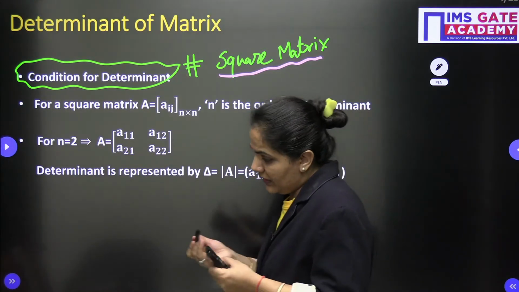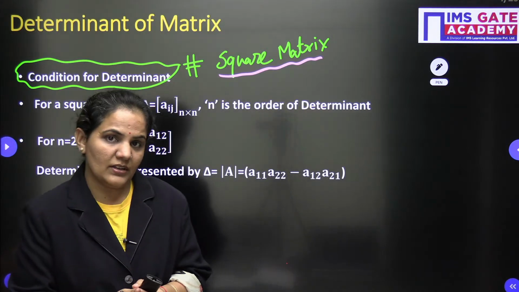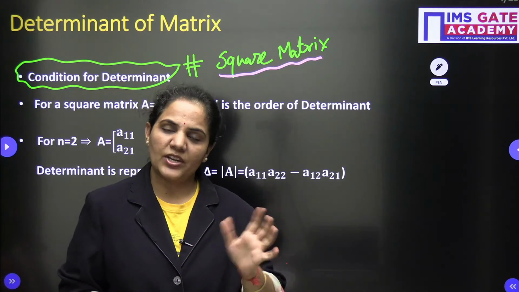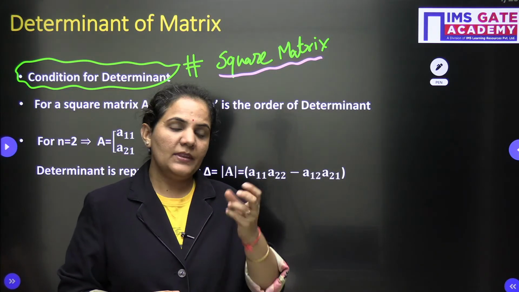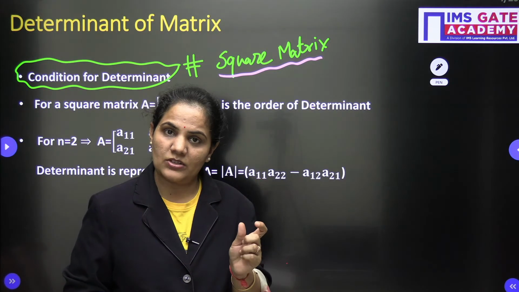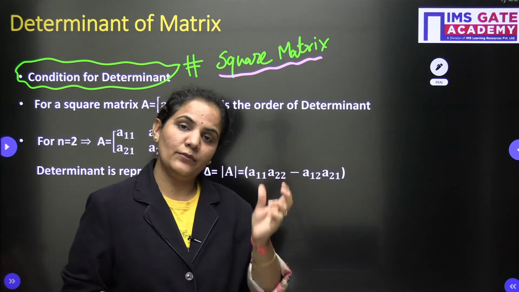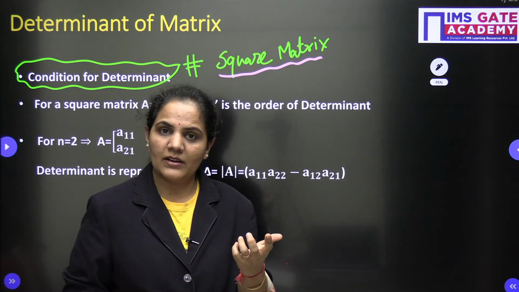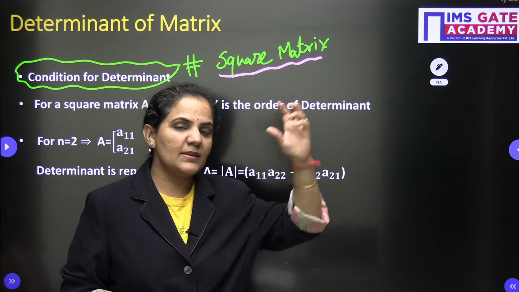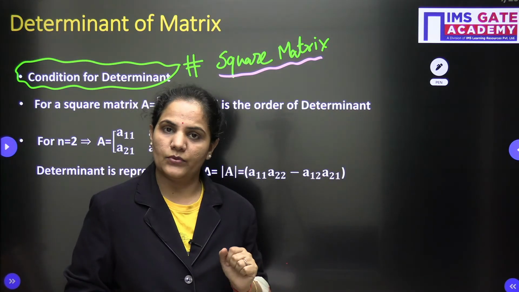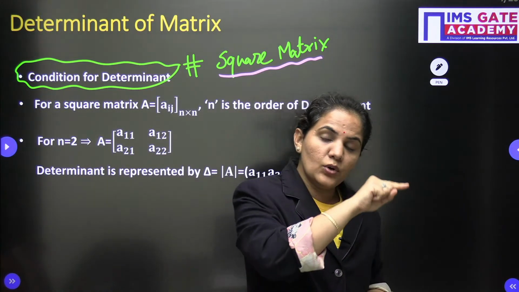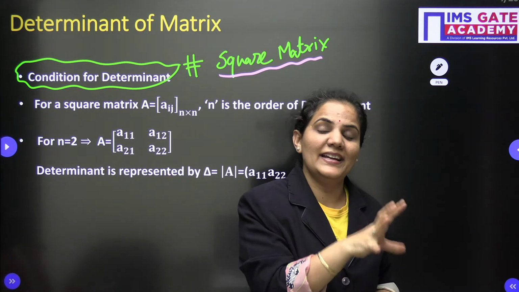Now in the GATE exam, we have a maximum of 3 types of patterns in the determinant. They can ask you the determinant of a 2x2 matrix, which is the minimum or the smallest question. They can ask you the determinant of a 3x3 matrix, that is also possible. And if I am talking about directly the determinant, maximum they can ask you the determinant of 4x4. But if we are talking about the determinant of 4x4, that 4x4 will not be a direct question.